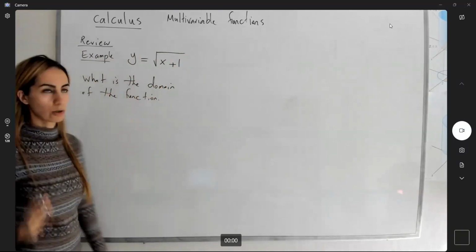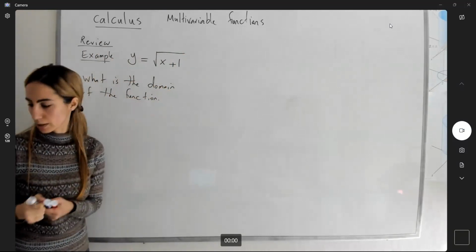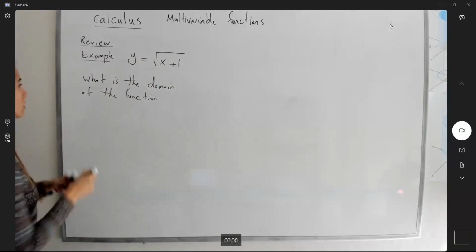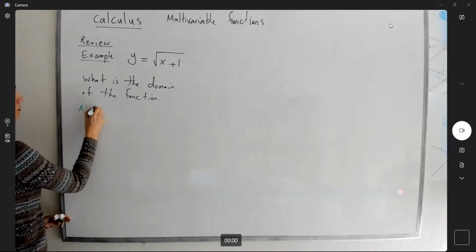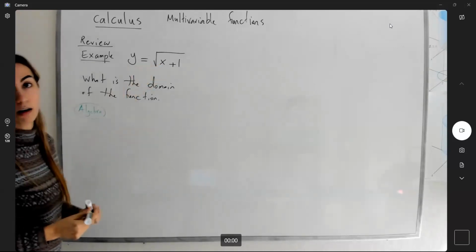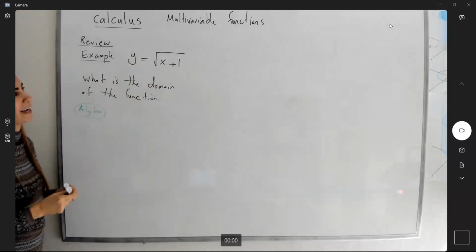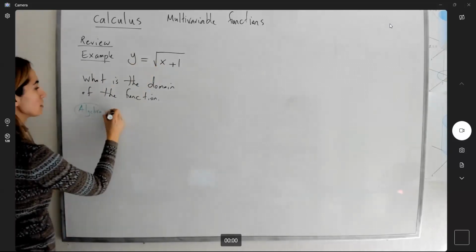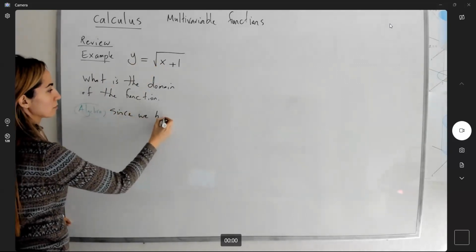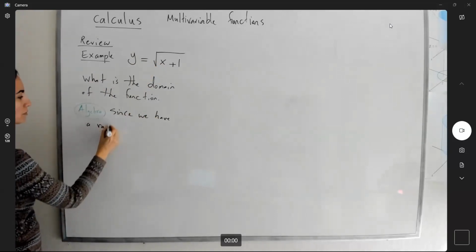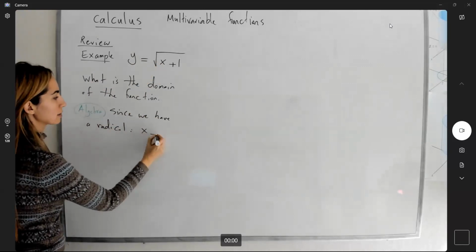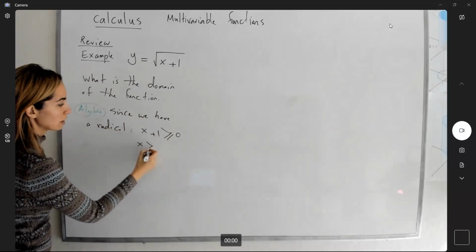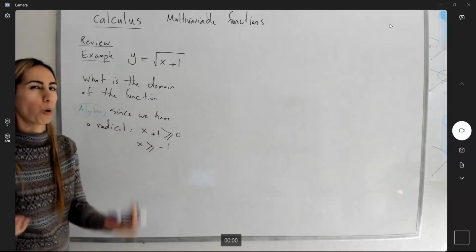Well, going back to algebra, guys, it's not even calculus. Since you have a radical and it has even index, x plus 1 must be larger than or equal to 0. What's the meaning of that? It means that x is larger than or equal to -1.